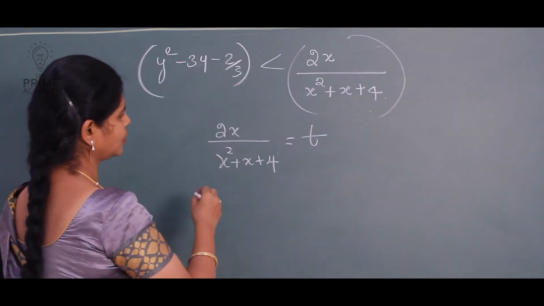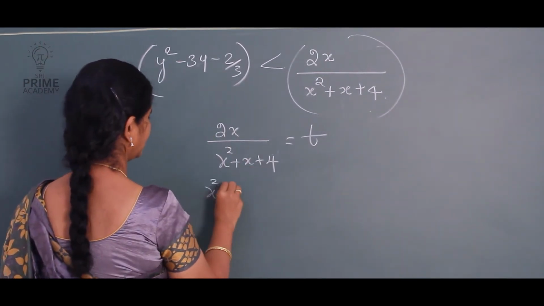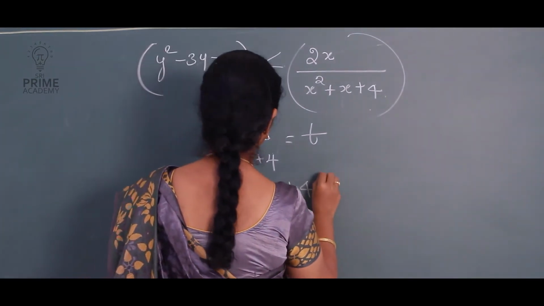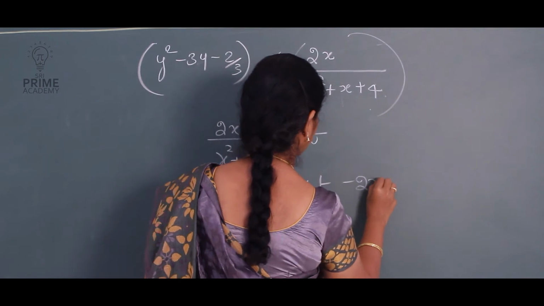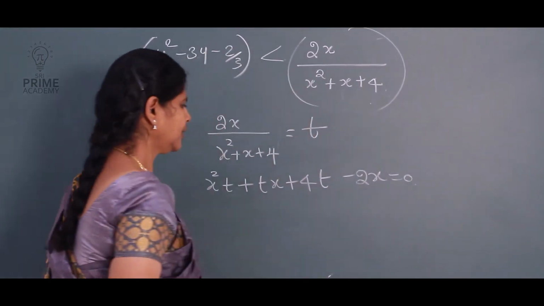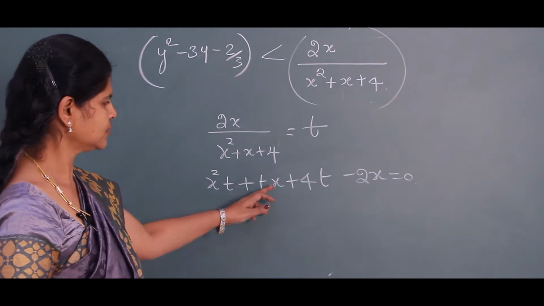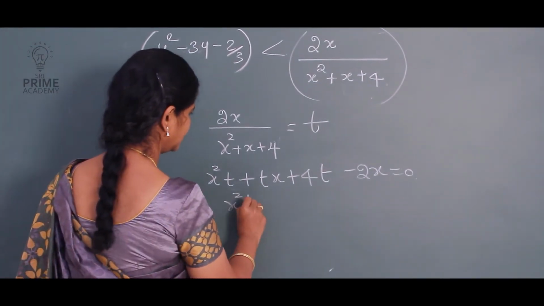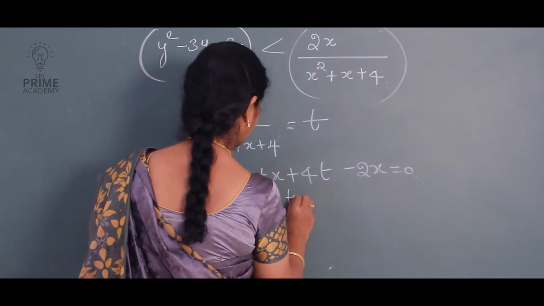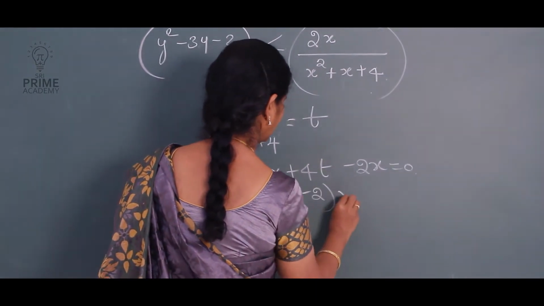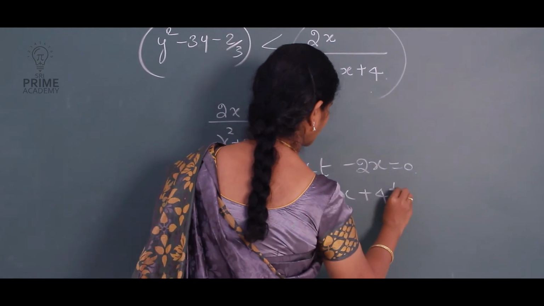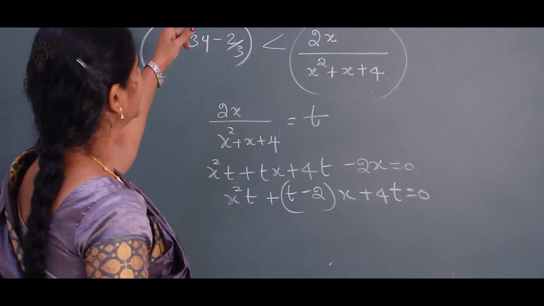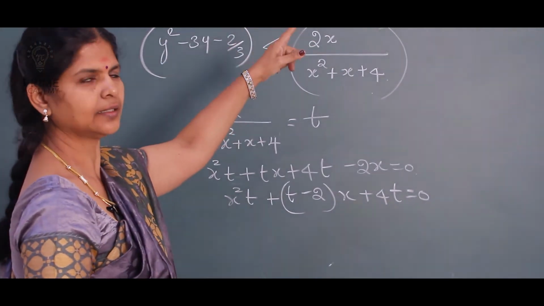Okay, so t. Now cross multiply, you get x square t plus tx plus 4t minus 2x equal to 0. Clear? So next you collect the x terms and write a quadratic equation. So x square t plus (t minus 2) into x plus 4t is equal to 0. This equation is equal to 0 for a real x, x is in R. X is real. Okay.